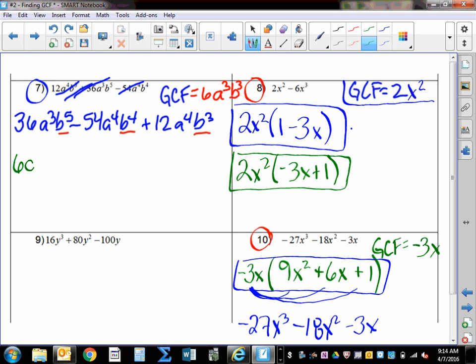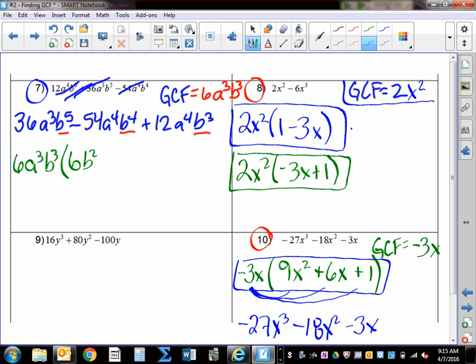Alright, so we have 6a cubed b cubed. 36 divided by 6. What's 36 divided by 6? a cubed divided by a cubed? No a. 1. Anything divided by itself is 1. I'm going to start making you guys chant that. Alright, b to the 5th over b cubed? Good. So we have left behind 6b squared. This is a bit smaller.